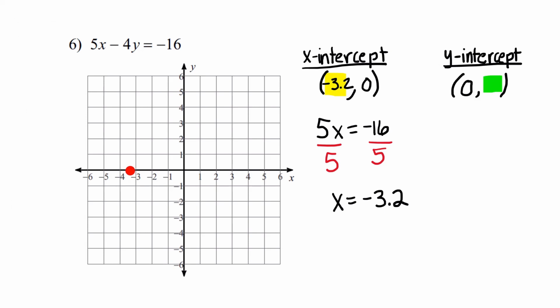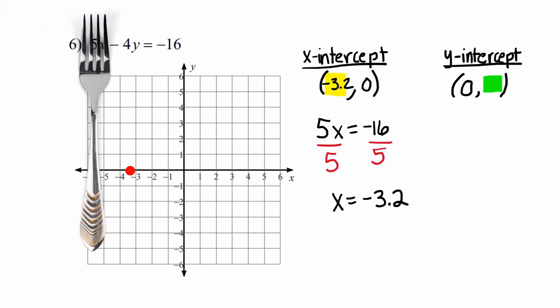For the y-intercept, you want to keep the y and lose the x. Now that subtraction sign stays in front of the 4, so that turns into a negative 4y equals negative 16. Then you divide by negative 4, you get y equals 4. The point that we're going to plot is 0, 4. That goes right here, and we draw that line.